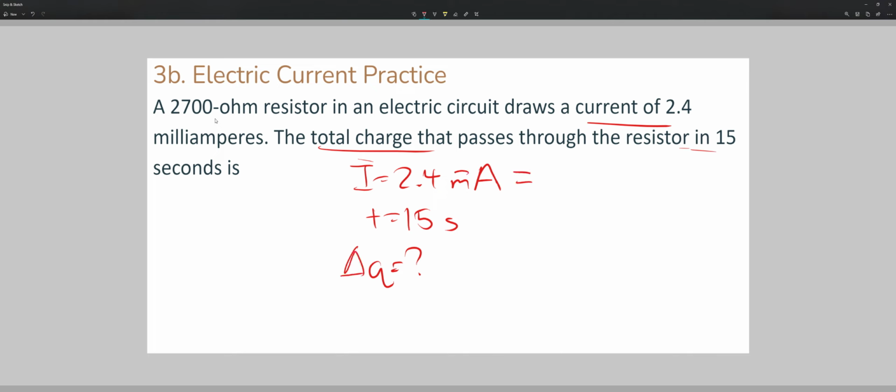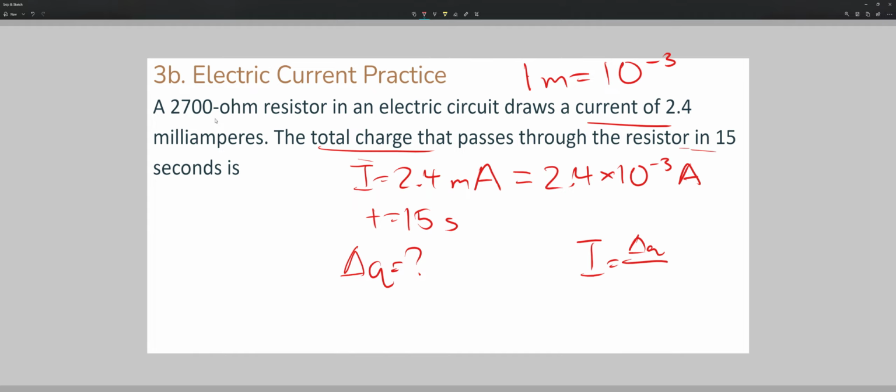First thing we're going to do here is we want this unit in amps, but my unit for current is in milliamps. According to the first page of your reference table, 1 milli is equal to 10 to the negative 3. So your electric current here is 2.4 times 10 to the negative 3 amps. And again, you're going to use this formula and solve it the same exact way.